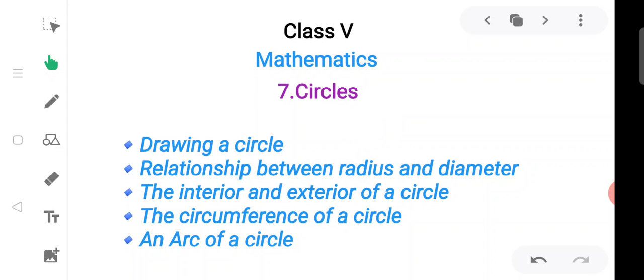In today's lecture we are going to learn the interior and exterior of a circle, the circumference of a circle and an arc of a circle. We will see one by one each topic. So first we see the interior and exterior of a circle.